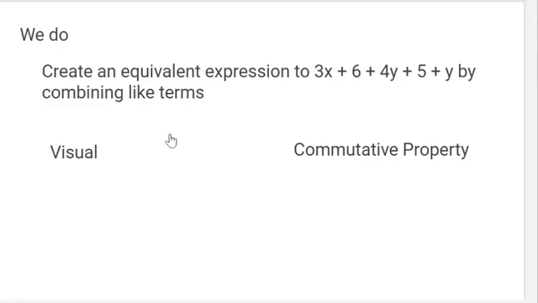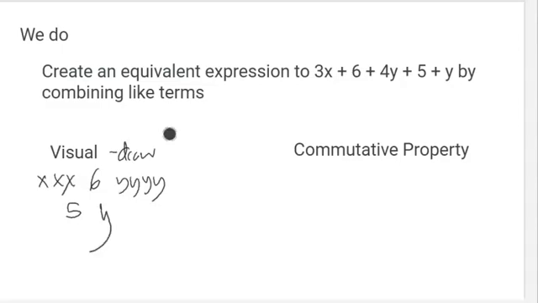Okay? So, visual, all I'm going to do is draw all of this in here. I'm just going to write down what I see. I see 3x, I see 6, I see 4y, I see 5, and I see another y. If you don't see a number in front of it, there's just one. It's a y plus y. And all that stuff just kind of goes together. I imagine putting it together and shaking it up in my hands or something, and then I separate it out based on what I see.